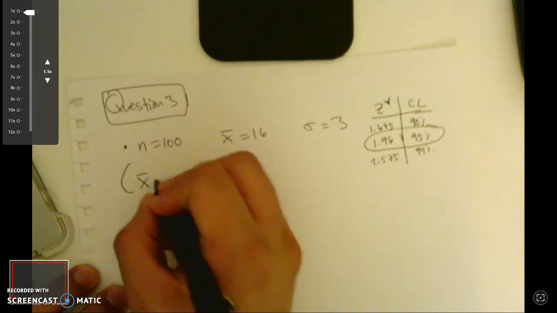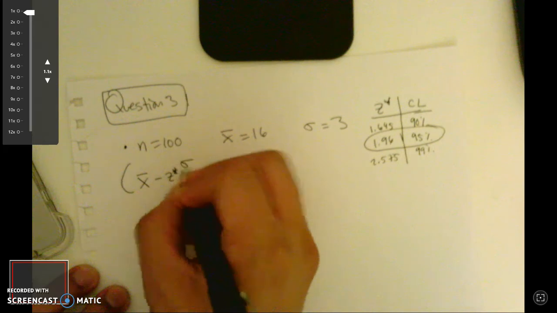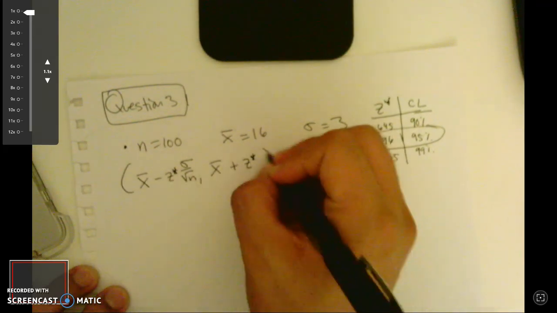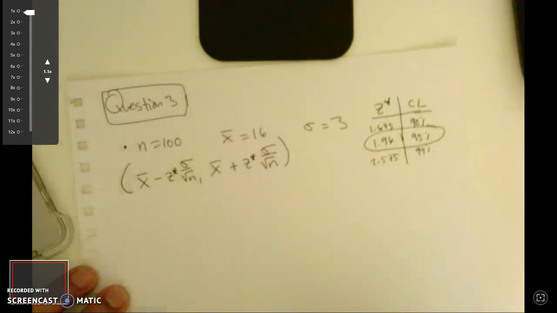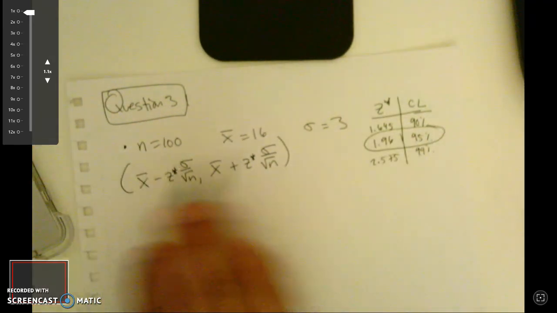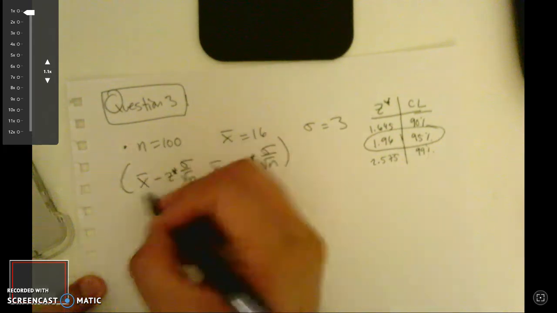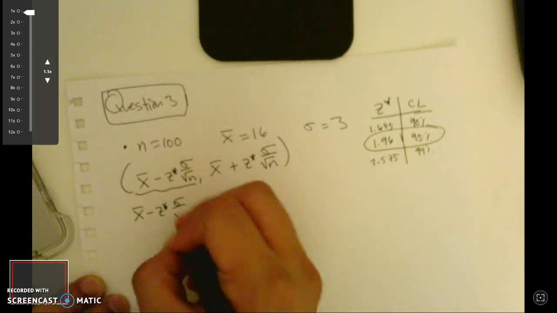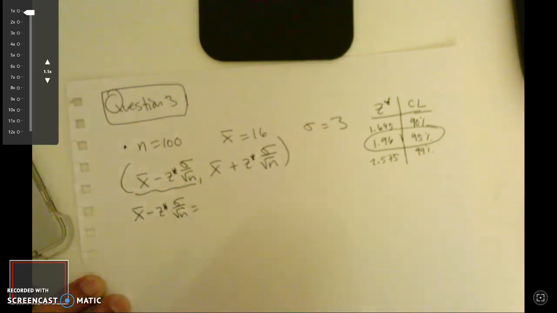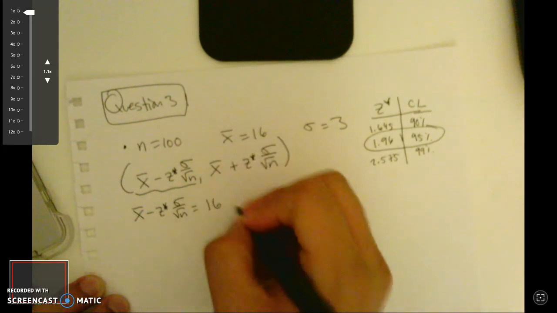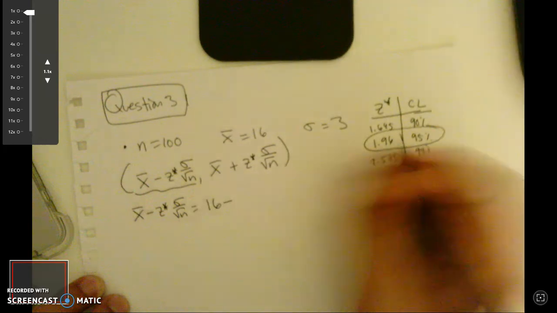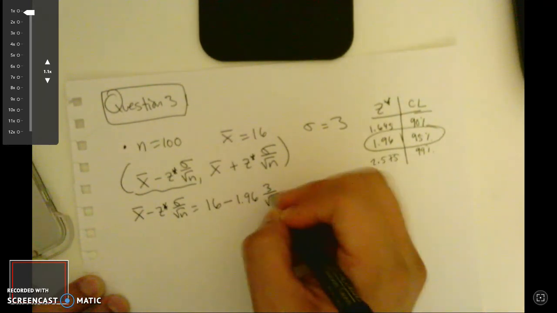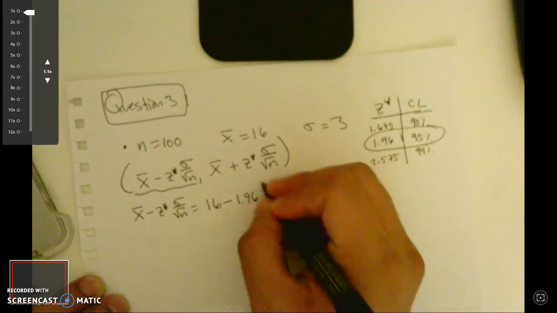So let's write down the formula: X bar minus Z star sigma over square root of n, X bar plus Z star sigma over square root of n. We're going to plug in all these values. Let's start with the lower bound first: X bar minus Z star sigma over square root of n. X bar in this case is 16, minus Z star, which is 1.96, times sigma 3 over square root of n, which is 100.